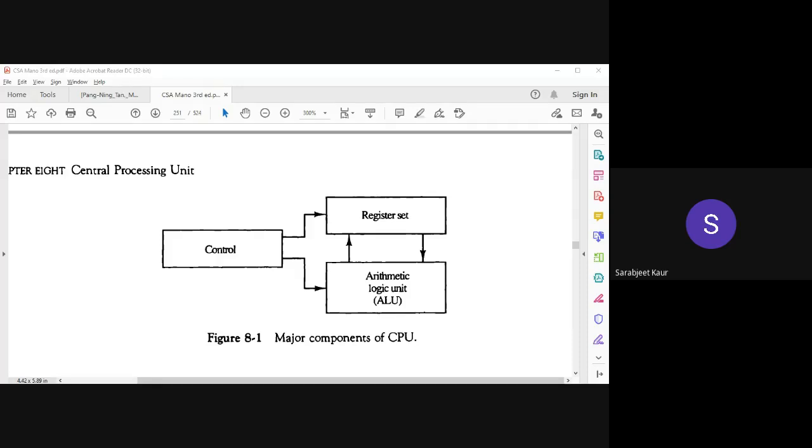We are going to begin with chapter number 8 today. Chapter 8 deals with the central processing unit.